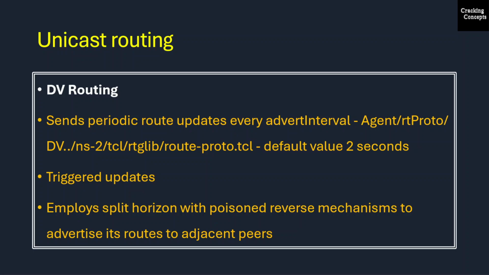Now we'll see DV routing or distance vector routing. Now this is the implementation of distributed Bellman-Ford routing in NS. Its implementation sends periodic route updates every advert interval. Now advert interval is a variable which is a class variable in this following path. Its default value is 2 seconds.